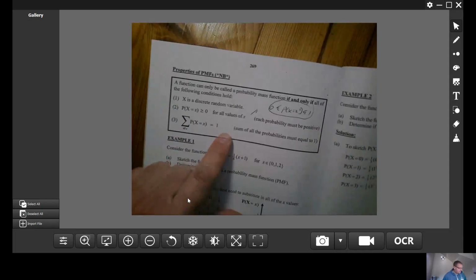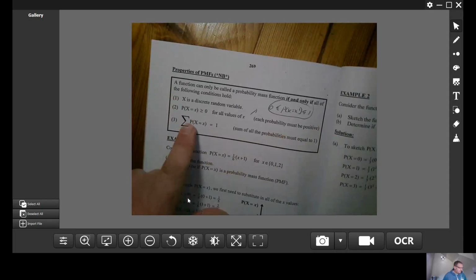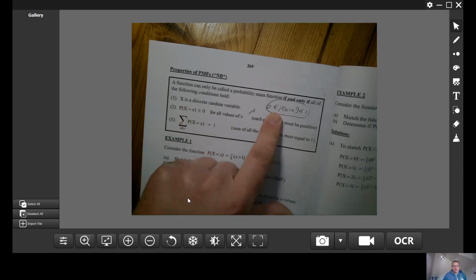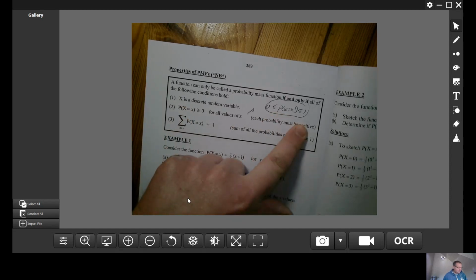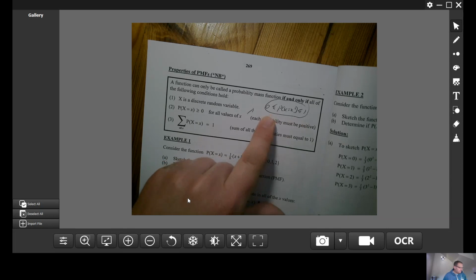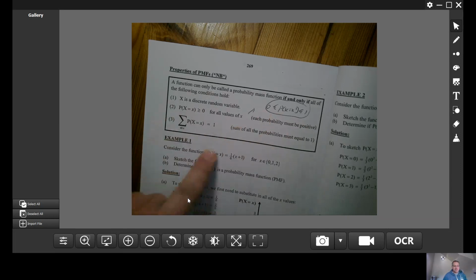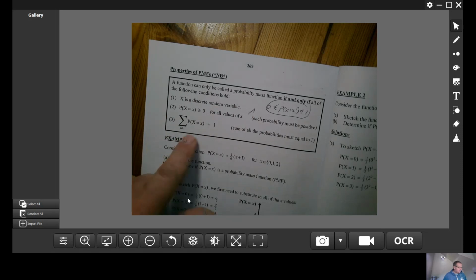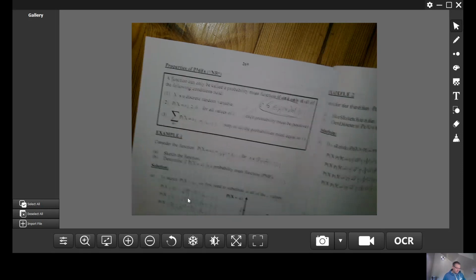Properties of probability mass functions. Remember the key thing is that it has to be discrete. Individual probabilities have to be between 0 and 1. One individual probability can't be bigger than 1, and they all have to be positive. As soon as you have one that doesn't meet this, none of them meet it. And lastly, the sum of the probabilities must be equal to 1.